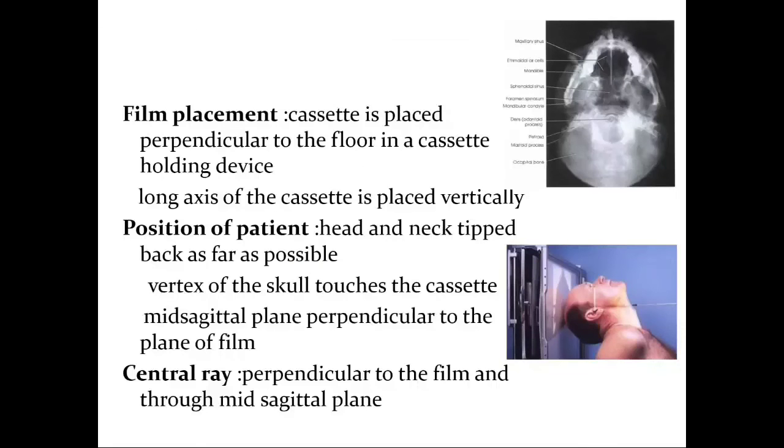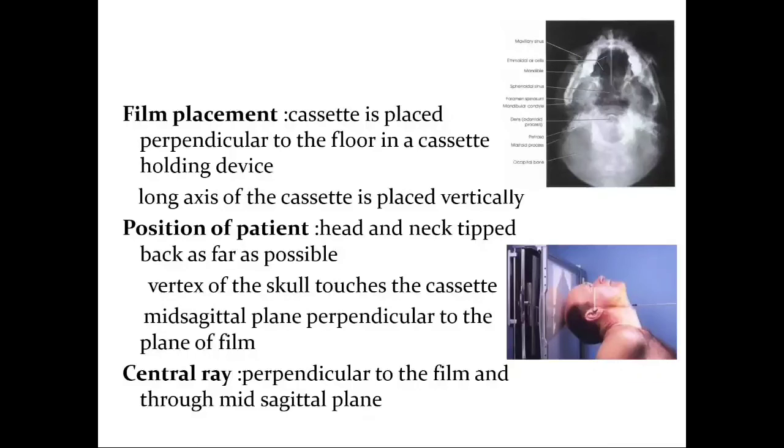Once a question has been asked about extraoral radiographic techniques, you should follow these headings: film placement, the position of the patient, the central ray, point of entry, and the exposure parameters. So the film placement is such that the cassette is placed perpendicular to the floor, and the long axis of the cassette is placed vertically.